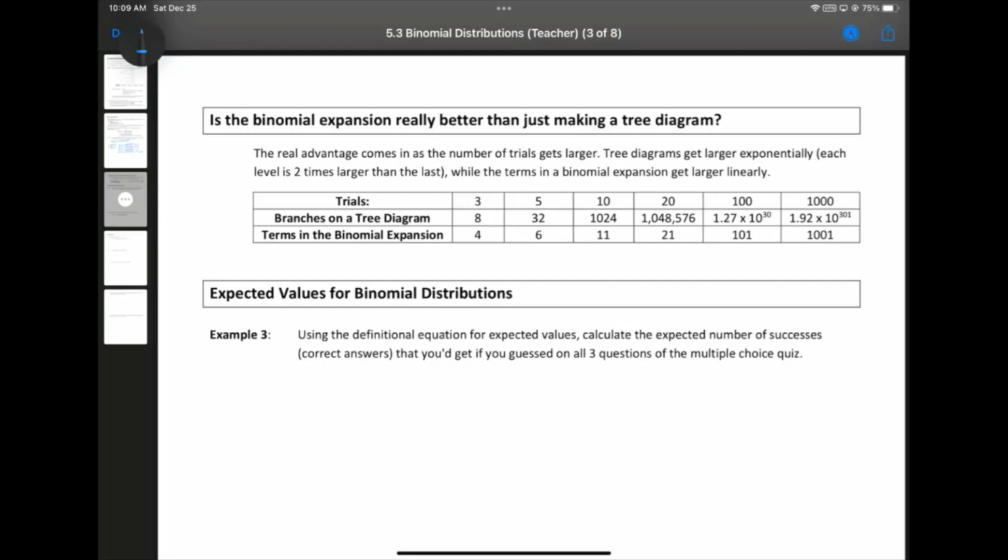But as the number of trials increases, the tree diagram becomes impossibly difficult to draw. In fact, I'm going to say it is impossible to draw. I'm not even going to say theoretically, it's literally impossible to draw. There is no amount of time or space that you could have that you would ever be able to make this tree diagram with 1,000 trials. Now the binomial expansion is a little bit time consuming as well. It does have 1,001 terms, but that's possible. It'll take you a while, but you'll get there.